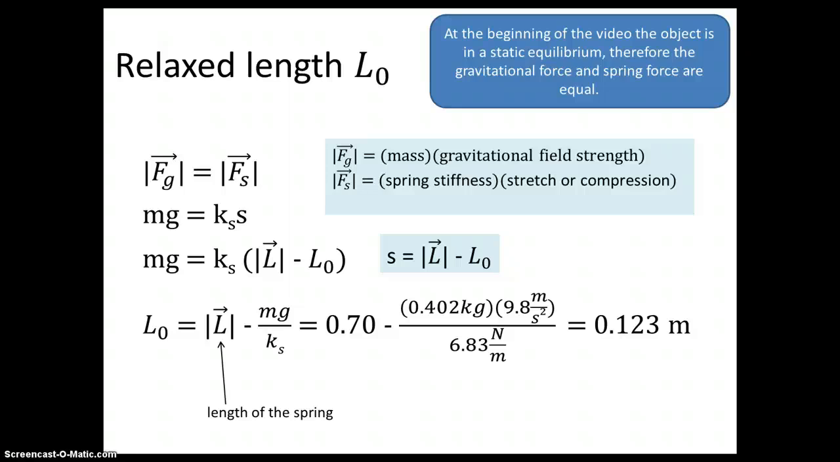We noted that at the start of the video the object is hanging motionless, which means that it is in static equilibrium. Therefore, the gravitational force and the spring force are equal. We rearrange and substitute in to find the relaxed length of the spring, which is 0.123 meters.